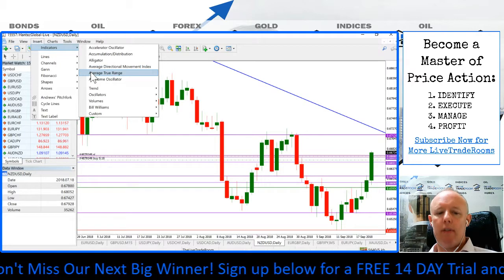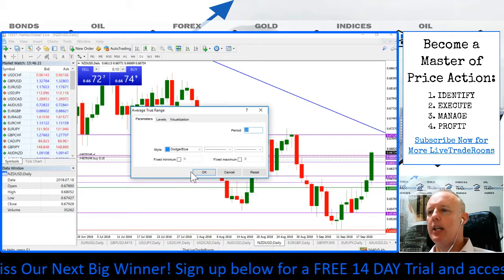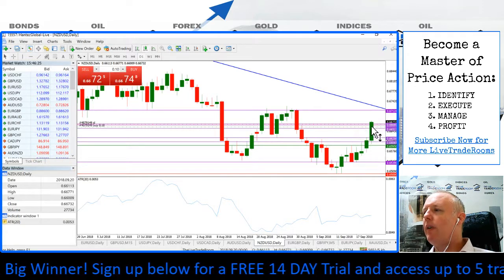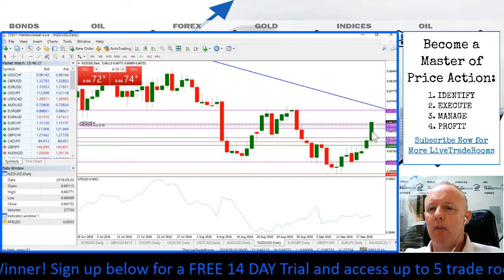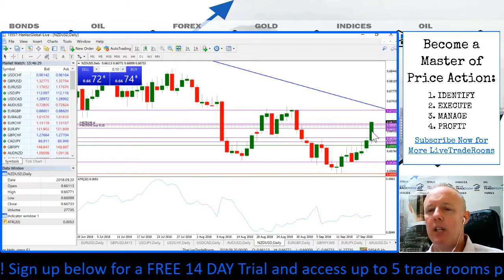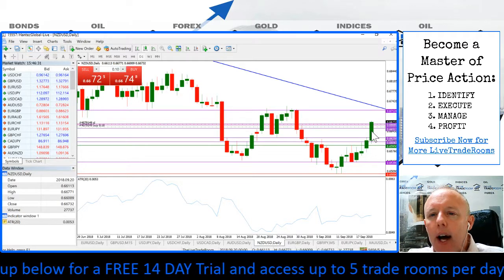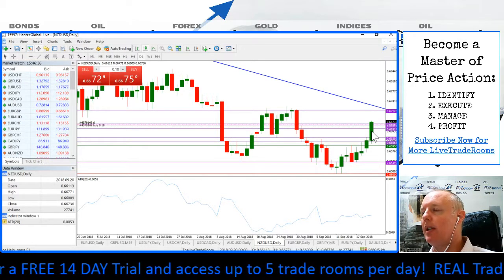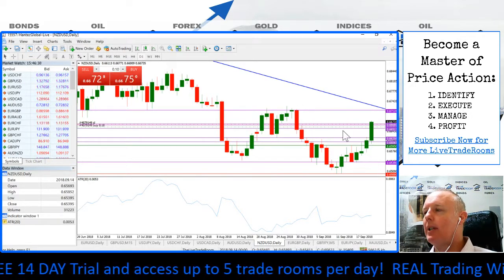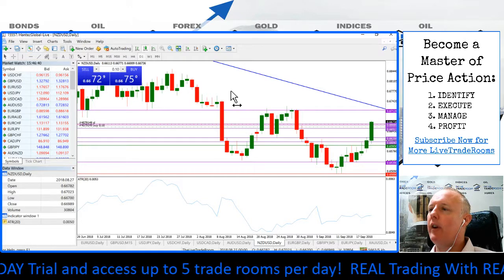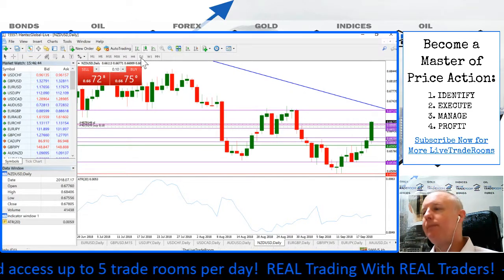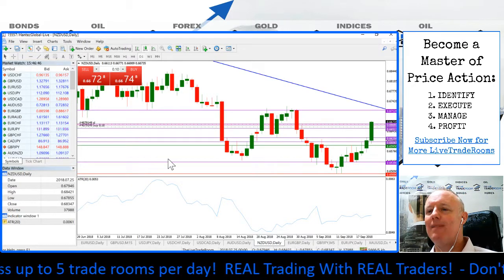So we'll have a look at an average true range in this market. Very small, 53 pips is the normal range between highs and lows over the last 20 days, and we're already 77 pips to the upside. So a significant 30-40% increase on our normal range.